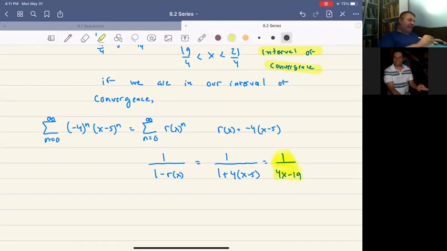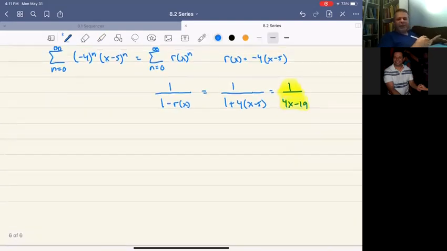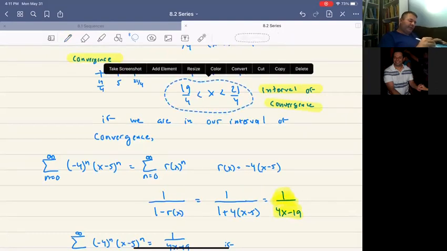Okay. Now, I'm going to go a little bit beyond what we do in Calc 2, and by a little bit I mean a lot beyond. But not very far, not very long. Okay, so this is true if x is in there, right?